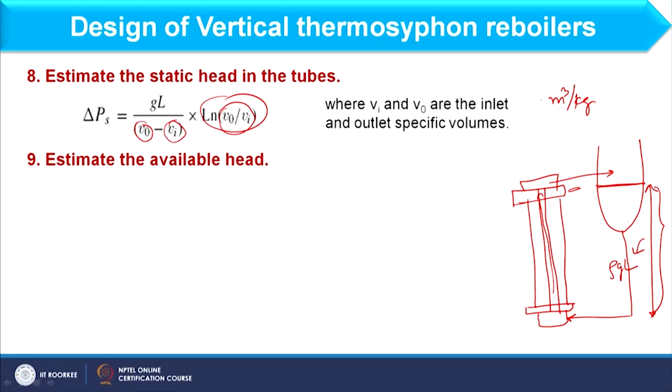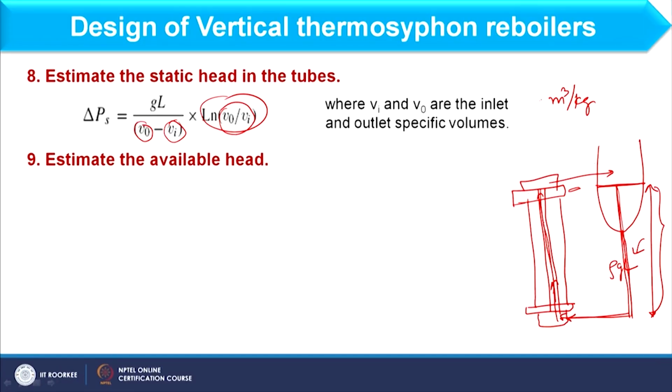So, whatever pressure drop is available over here should be larger in value in comparison to the pressure drop in this tube. Only then will it be able to push this liquid upward so that circulation can be maintained. I hope it is clear to you. So, now we have to find the available head, and available head where? In the distillation column.